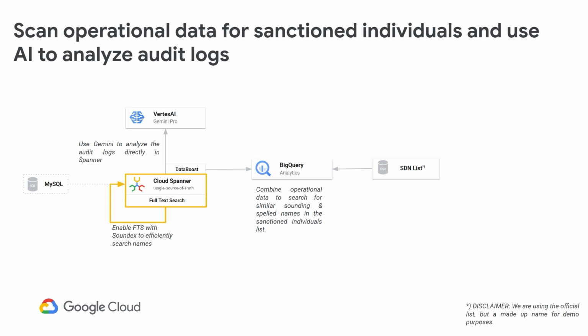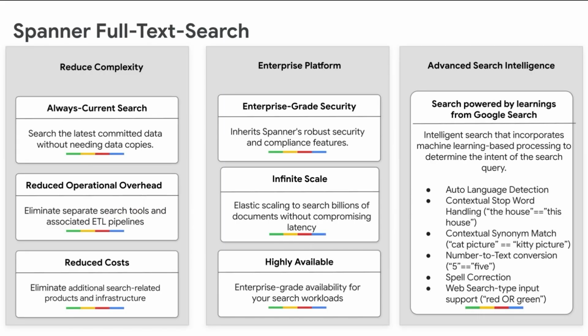What we don't want to do in this search for a sanctioned individual is to search for exact name matches. So we want to see if there are suspiciously similarly sounding or spelled names that we want to take a closer look into. For that purpose, we want to wrap our full text search with SoundEx around the data in order to be able to efficiently search those names. Then we will use BigQuery to search our operational data for similar sounding and spelled names in the sanctioned individual list. Just a note before we go into the demos.